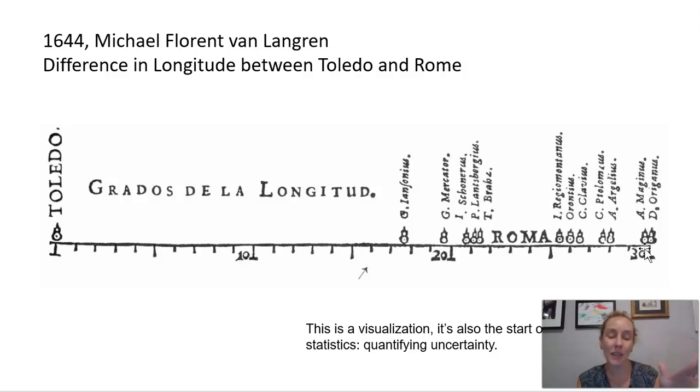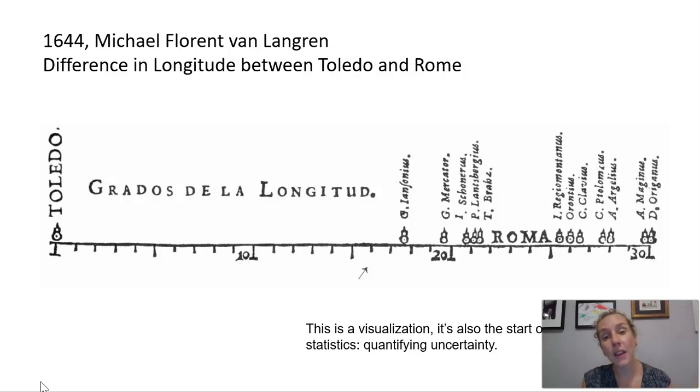So the King of Spain held this competition. He wanted to know how far apart these two cities were, because he wanted somebody to solve the longitude problem. Van Langren enters the competition, and nobody really wins. The King of Spain takes him on as part of his court. He pays for him, paying him to work on this really hard problem.